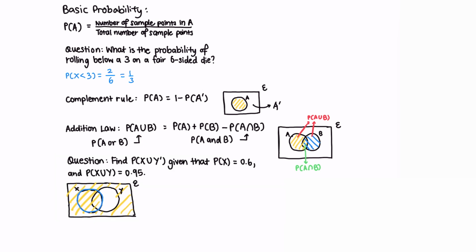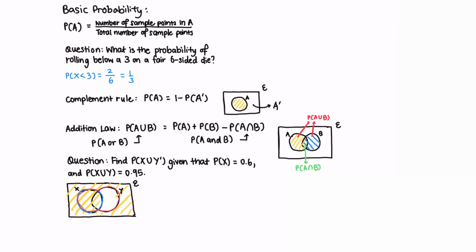Now let's try a question. Find P of X union Y prime given that P(X) equals 0.6 and P(X union Y) is 0.95. What I want you to see is what X union Y prime is. X union Y prime is just this entire yellow segment over here. If you look at this yellow segment, I'm including stuff from X, which is this blue thing over here, and Y prime, which is everything that's outside of Y. So the union of X and Y prime will just be this yellow segment.